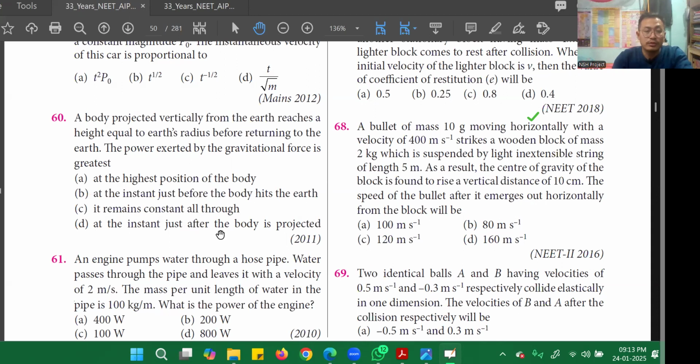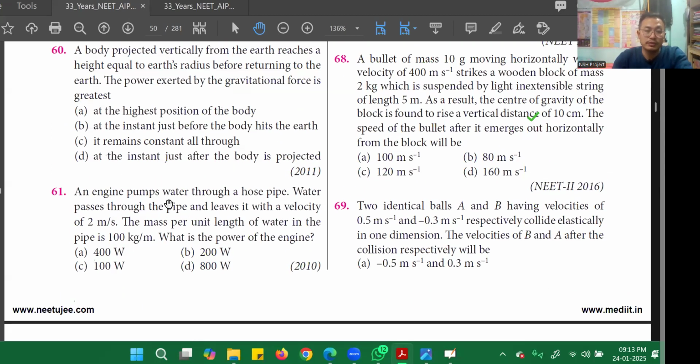So question number 61. An engine pumps water through a hose pipe. Water passes through the pipe and leaves it with a velocity of 2 meters per second. The mass per unit length of water in the pipe is given. What is the power of the engine?